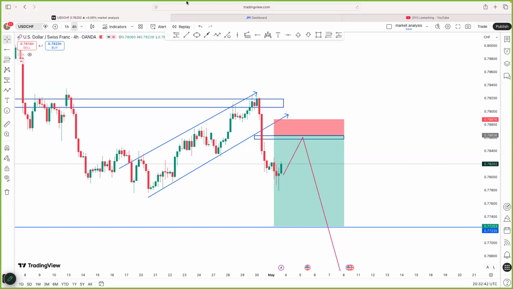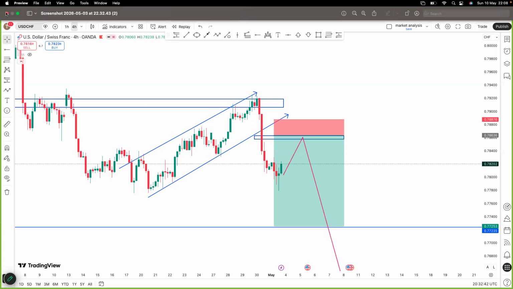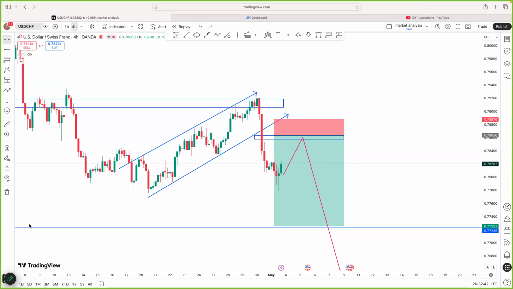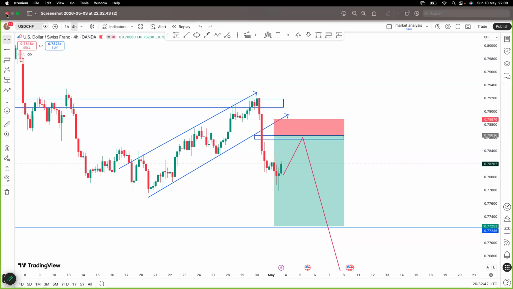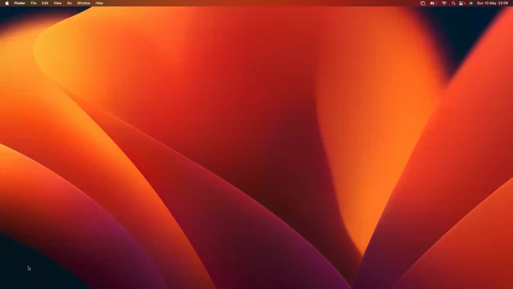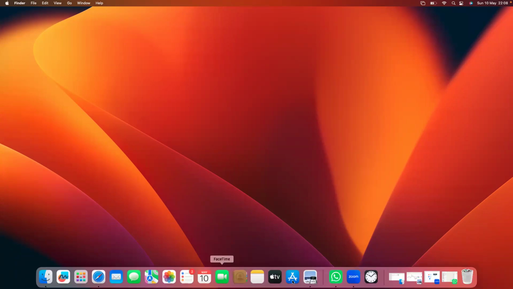So I'm going to remove this. This is a screenshot, by the way. I'm going to remove it and then we're going to look at the actual market. What really happened?